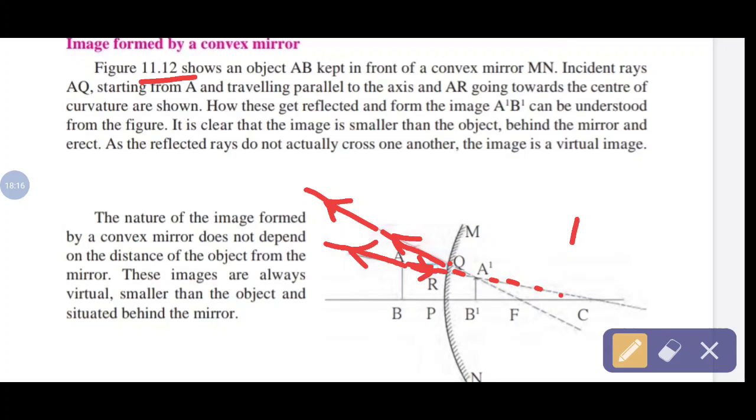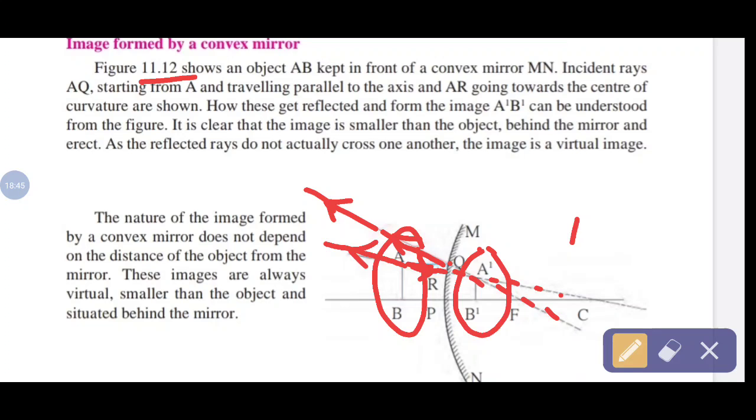So these two rays diverge from each other. They never intersect in front of the mirror. So extend them in a backward direction. Check that. Be careful with the help of a scale and pencil. So the extended rays behind the mirror intersect at point A dash. So the image is formed here. Now check the size of object AB and size of image A dash B dash. Easily we observe here that the size of the image is smaller.